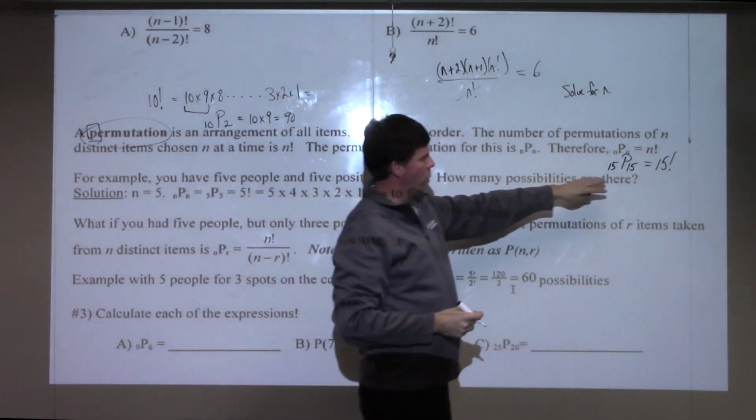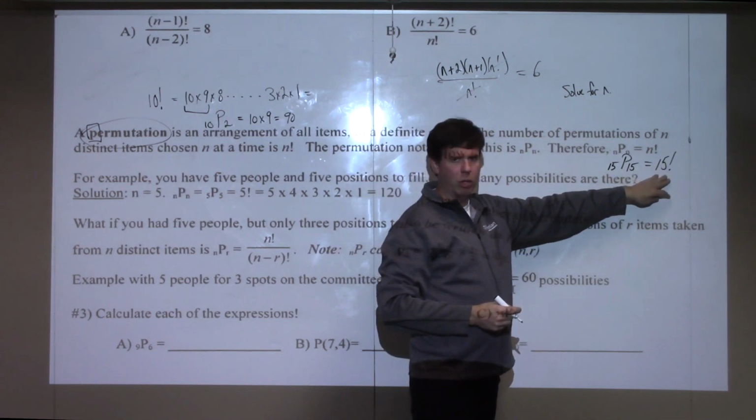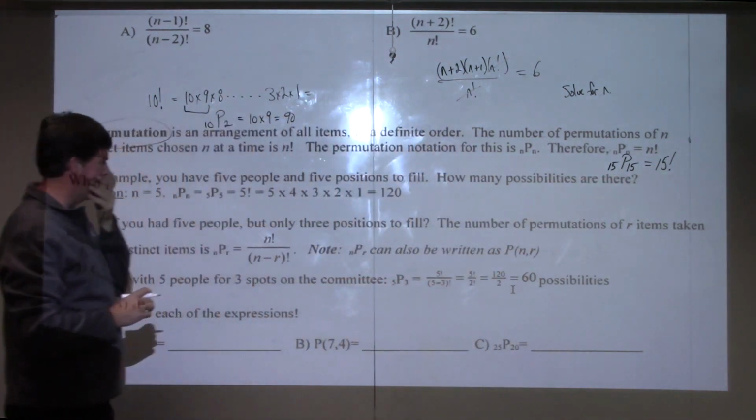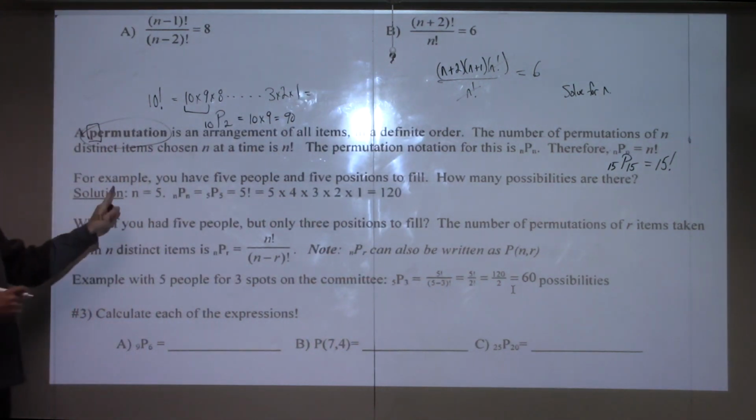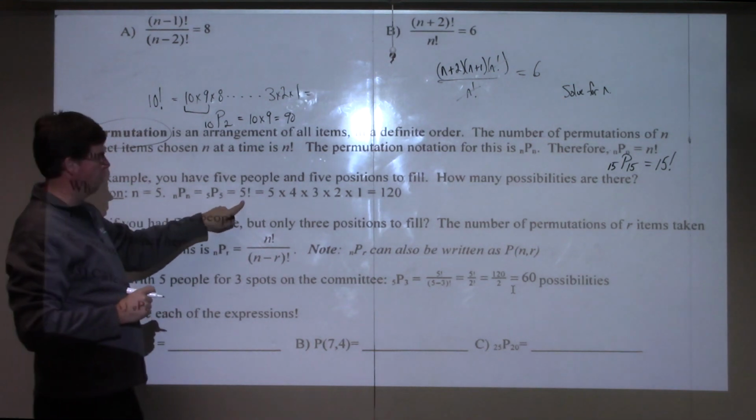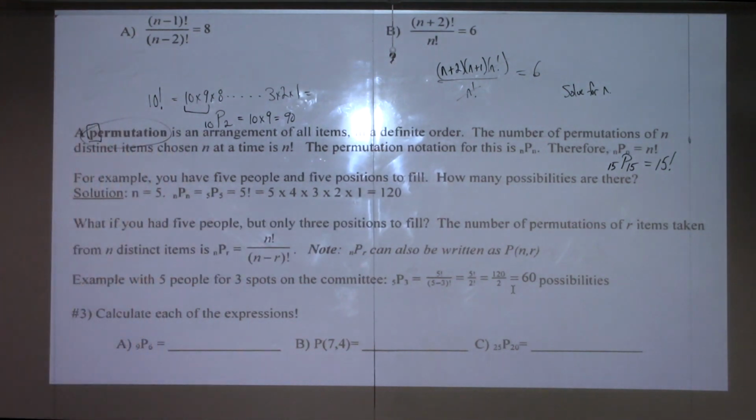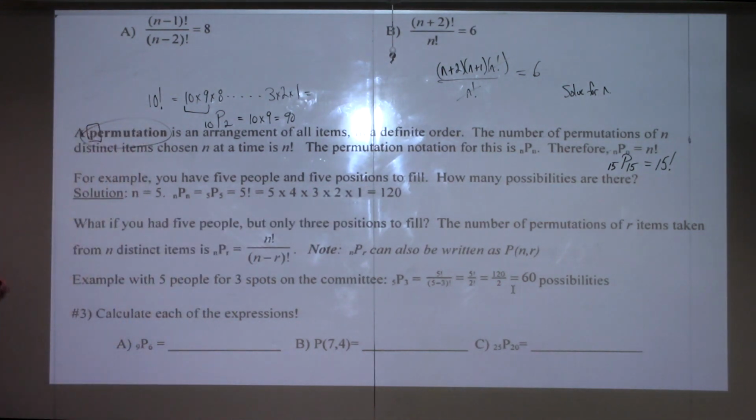When it comes to doing work in class, it doesn't matter which one you use. I tend to be lazy and just use the 15 factorial, but 15P15 is the exact same thing. So for example, 5 people, 5 positions, n is equal to 5, 5P5 is equal to 5 factorial. Into your calculator, and you have 120. So that means there are 120 ways of arranging 5 people.